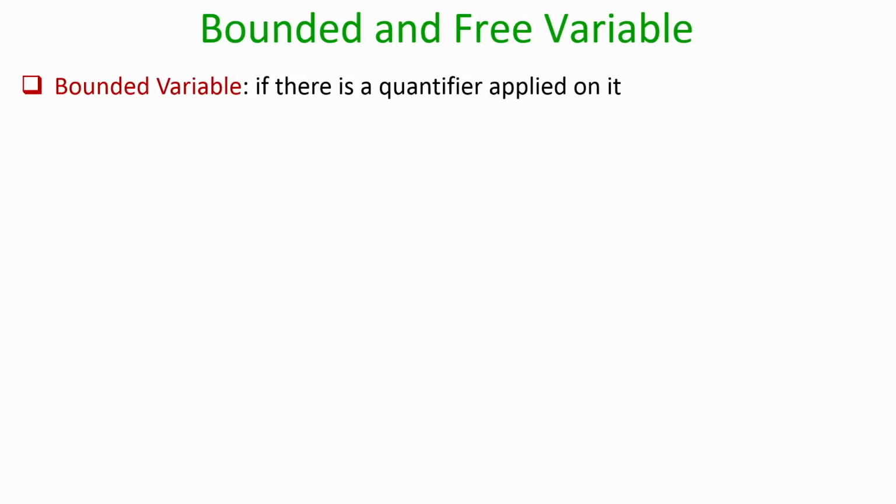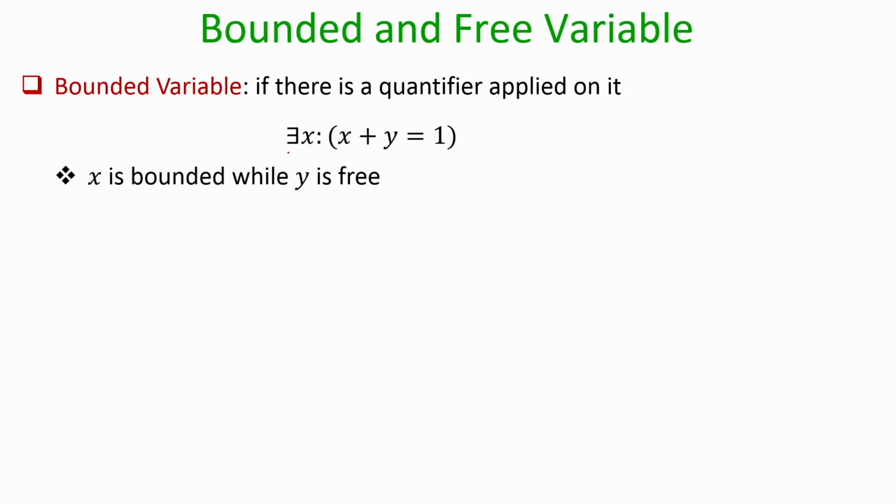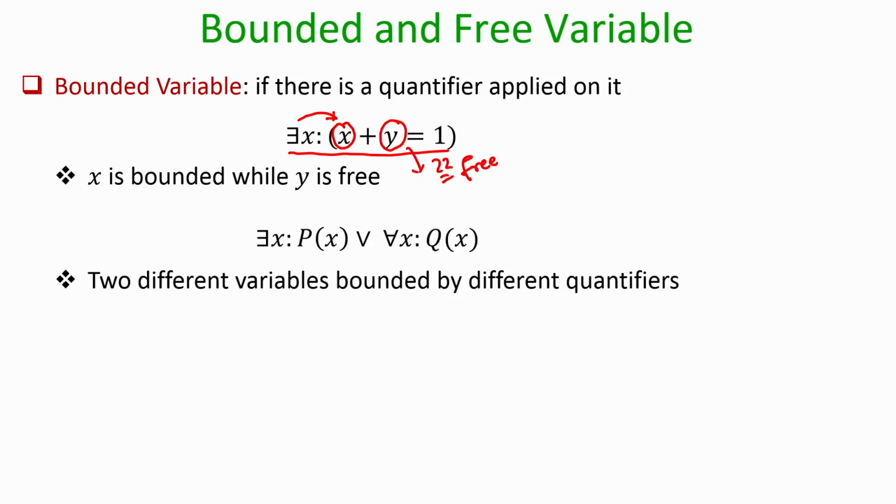Okay. Now, let us define what we call bounded and free variables. A variable is called bounded if there is a quantifier applied on it. So, for example, if I write an expression of this form, then x is bounded because the quantification there exists is applicable on this x. But what about this y? This is acting as a free variable here. There is no quantification applicable on this variable y. Whereas, consider this expression, there exists x P of x disjunction for all x Q of x.